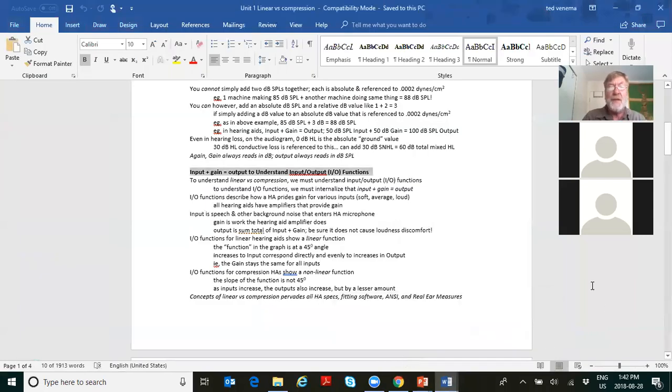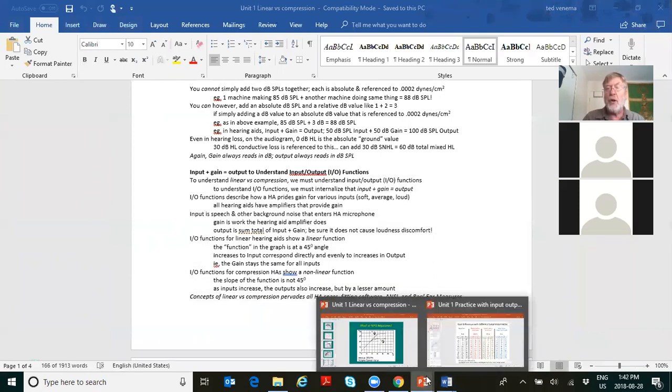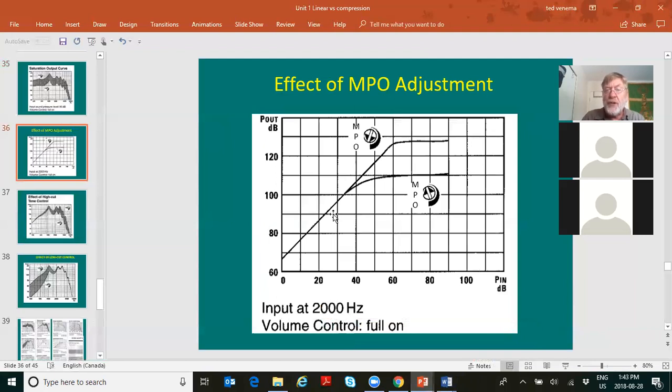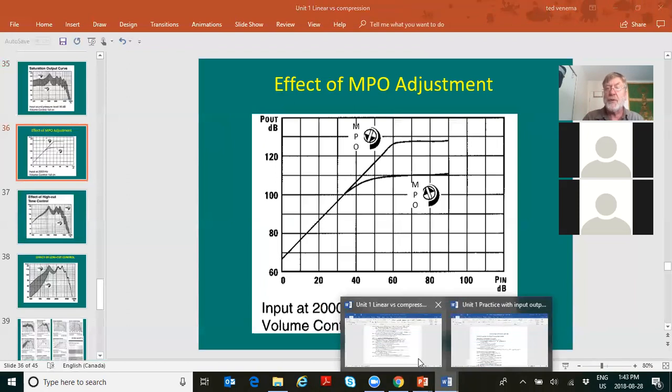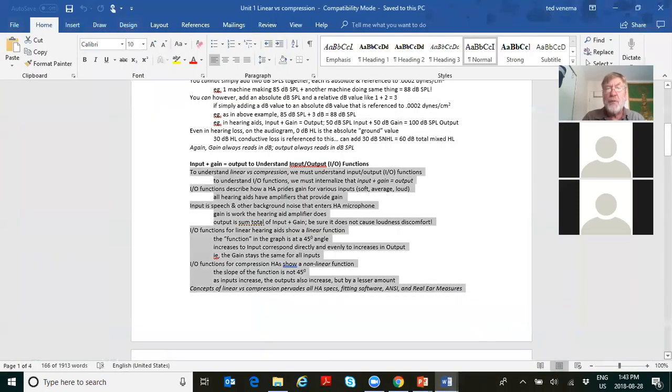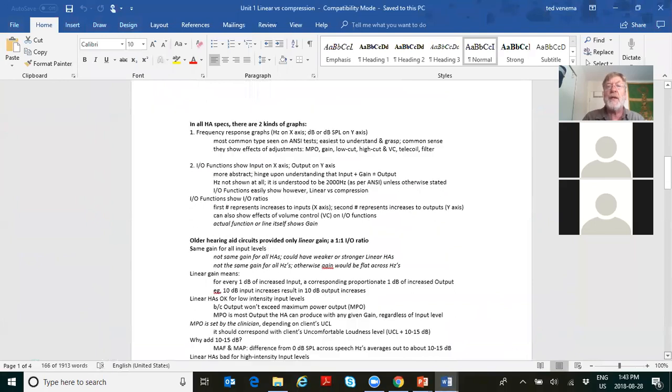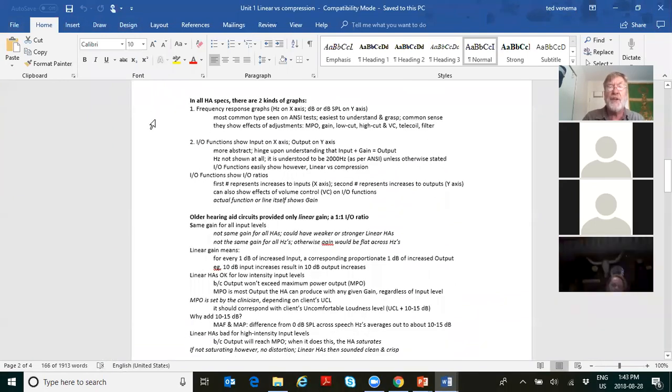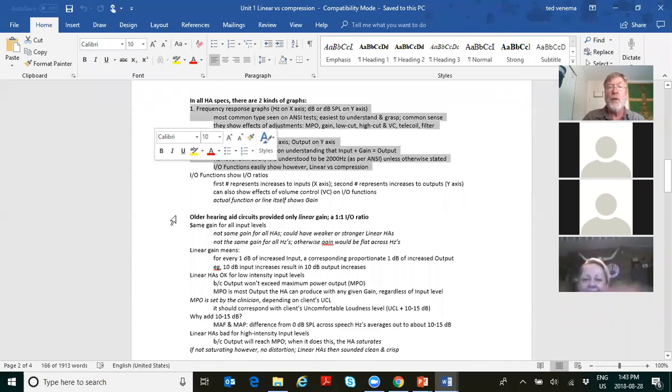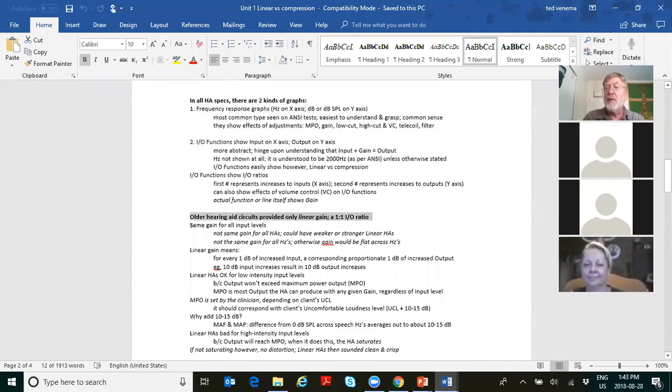But nonetheless, all of this is review from last week. Linear gain is always shown as a 45-degree angle because my increases to input and increases to output are at a 1-to-1 ratio. Back to your notes here, page 2. In all hearing aid specs, there are two kinds of graphs: frequency responses and input-output functions. Older hearing aids provided only linear gain.